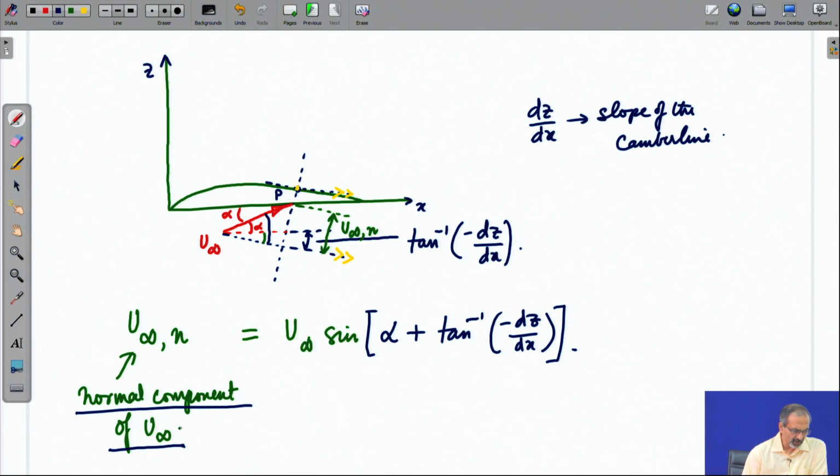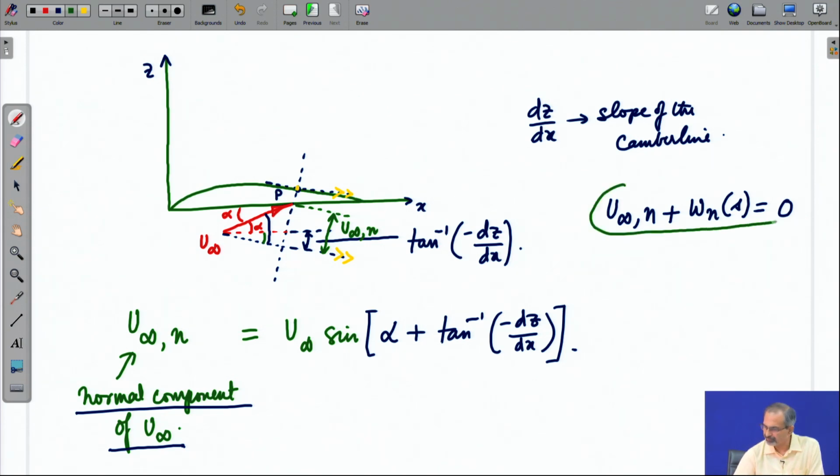Now, this normal component of u infinity, summed up with the normal component of the velocity which is induced by the vorticity distribution, should go to 0 uniquely at each and every point on the camber line. Only then the camber line becomes a streamline of the flow, because they do not allow any normal component of velocity in a net sense in that case.